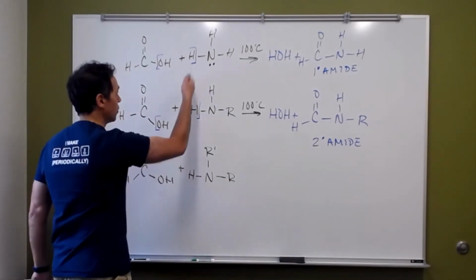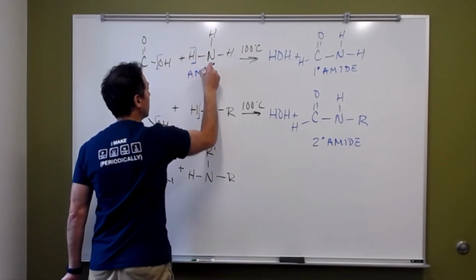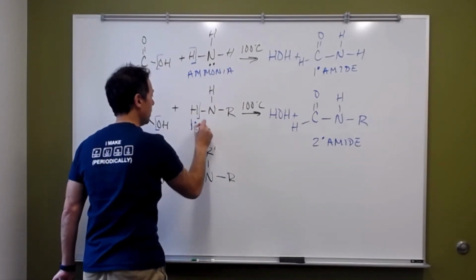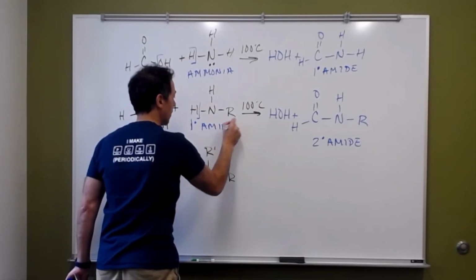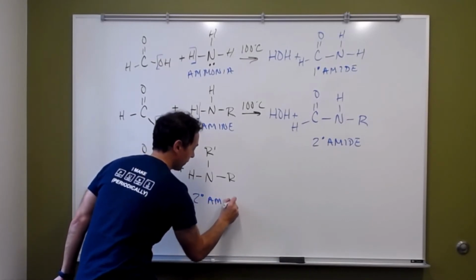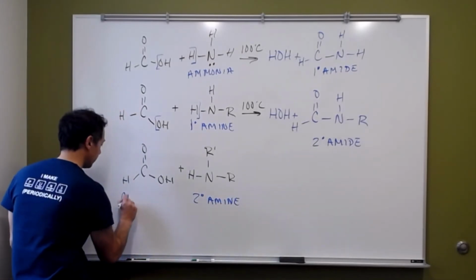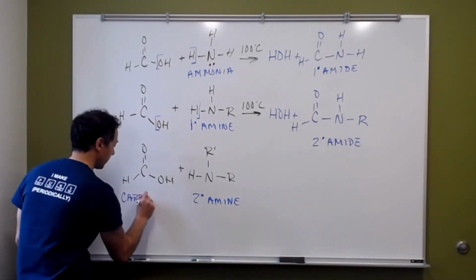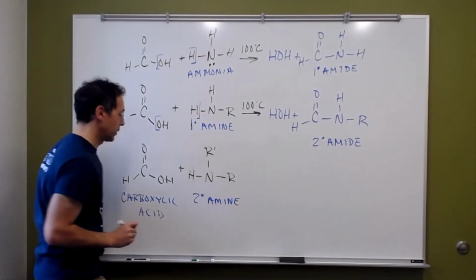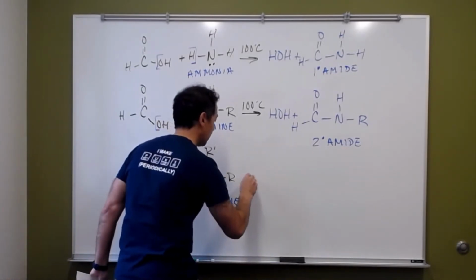amine. So maybe I should label this here. Here's ammonia, and then here is a primary amine, and here is a secondary amine. And then this right here is a carboxylic acid. Okay, and then my reaction conditions on this, if I had to guess, would be the same.